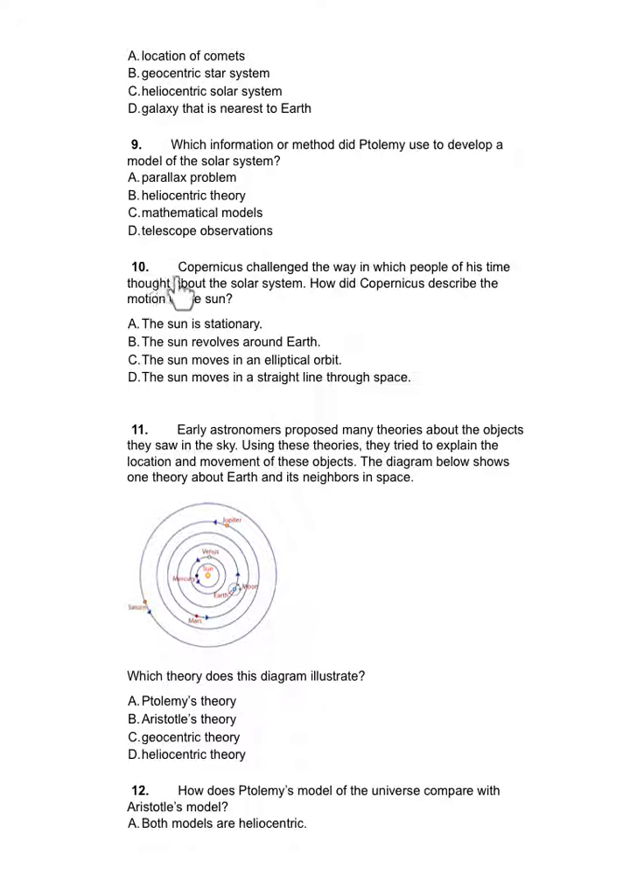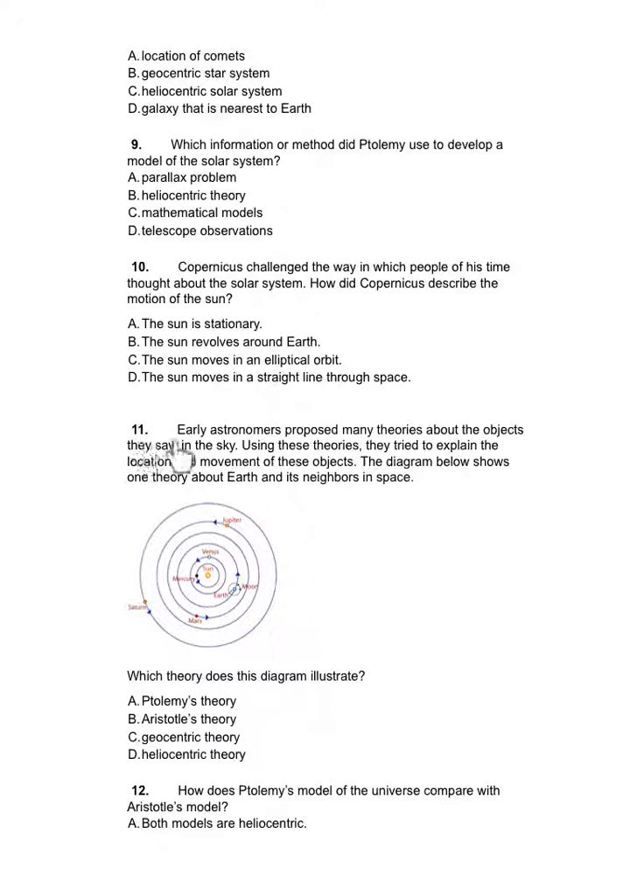Number 10. Copernicus challenged the way in which people of his time thought about the solar system. How did Copernicus describe the motion of the Sun? A. The Sun is stationary. B. The Sun revolves around the Earth. C. The Sun moves in an elliptical orbit. D. The Sun moves in a straight line through space.